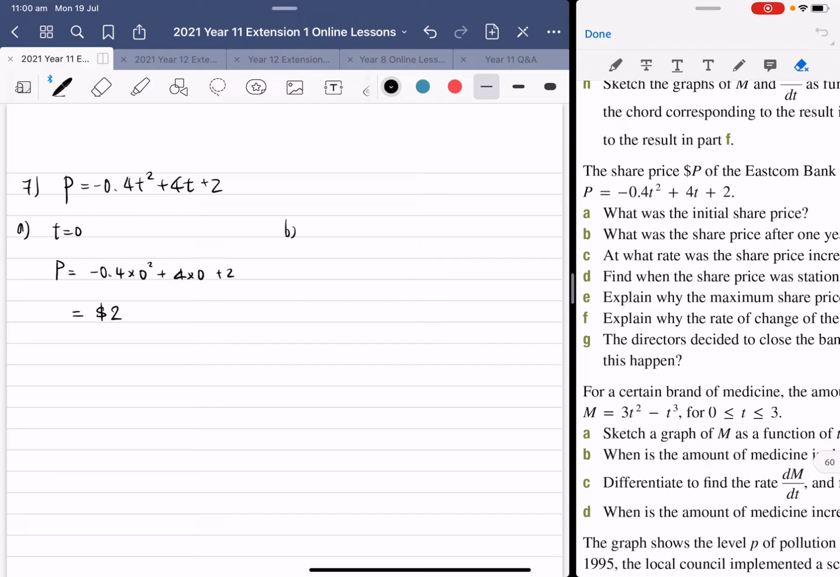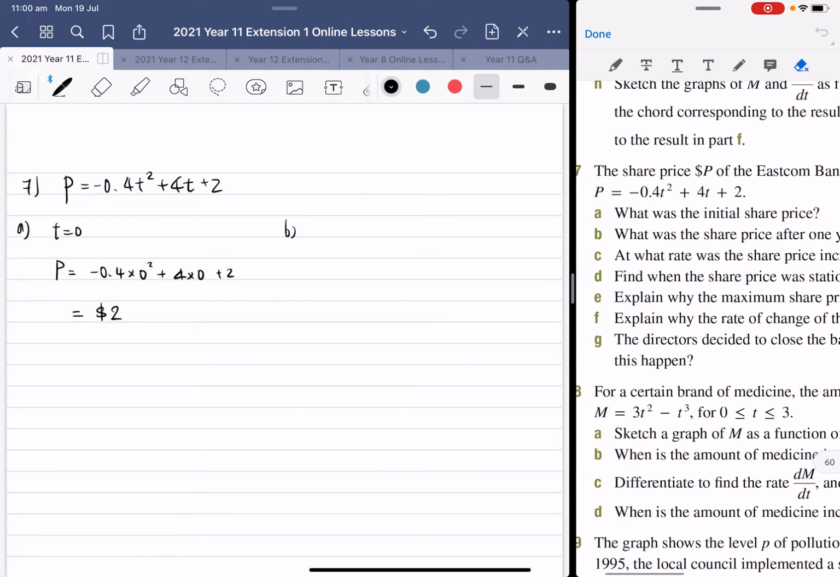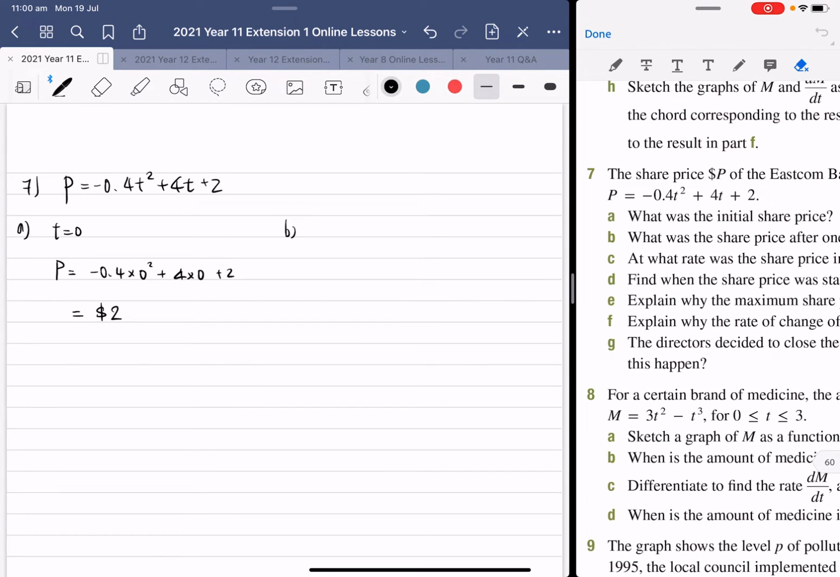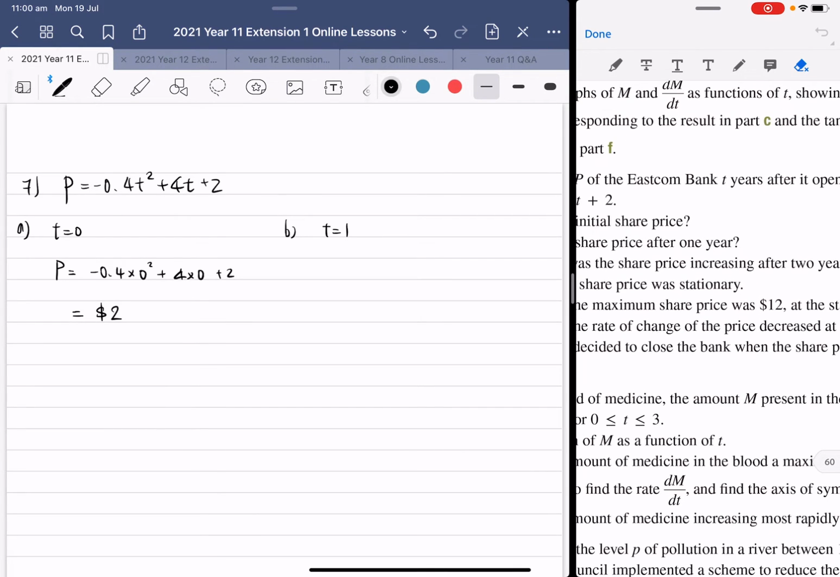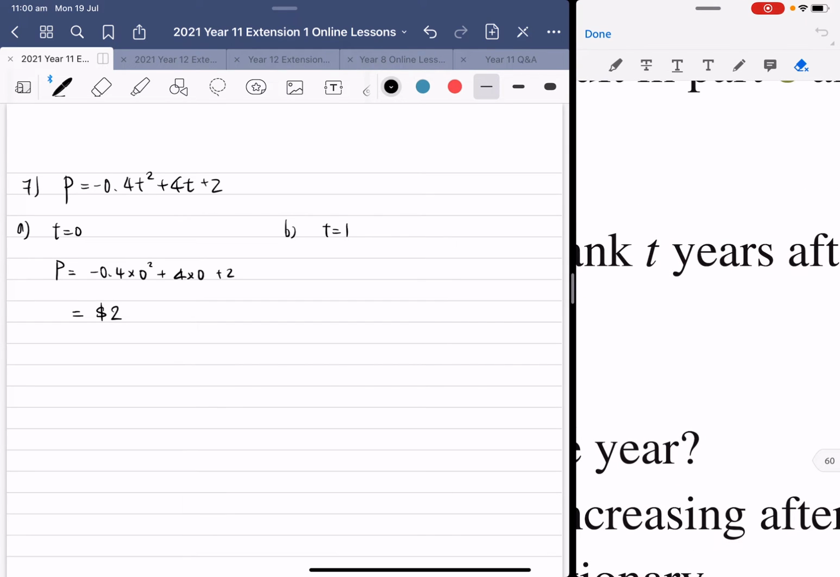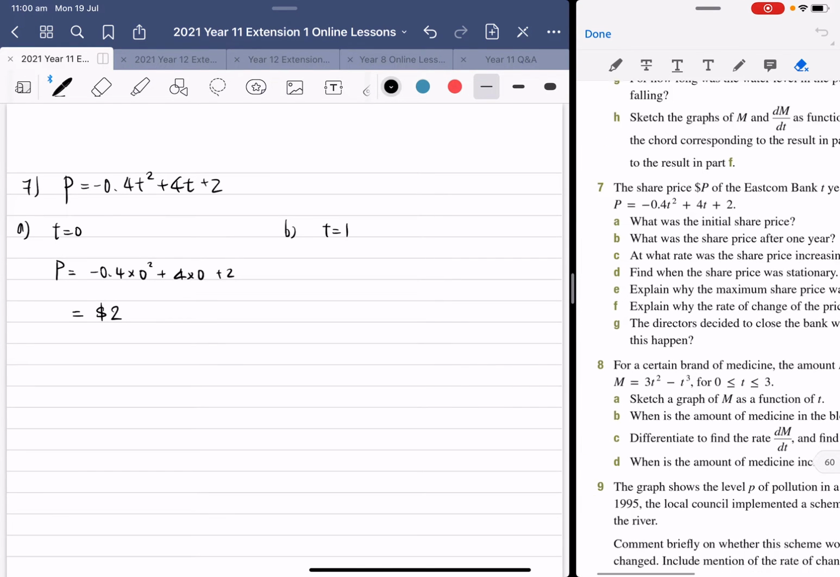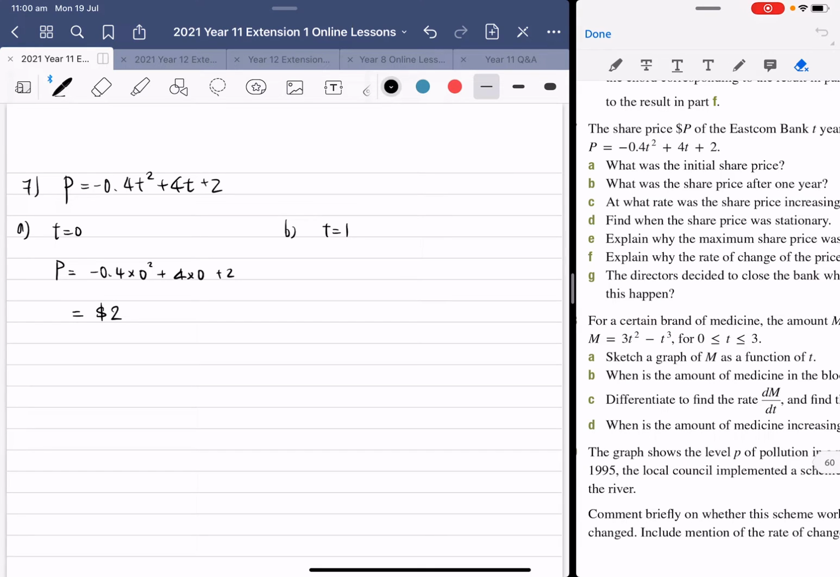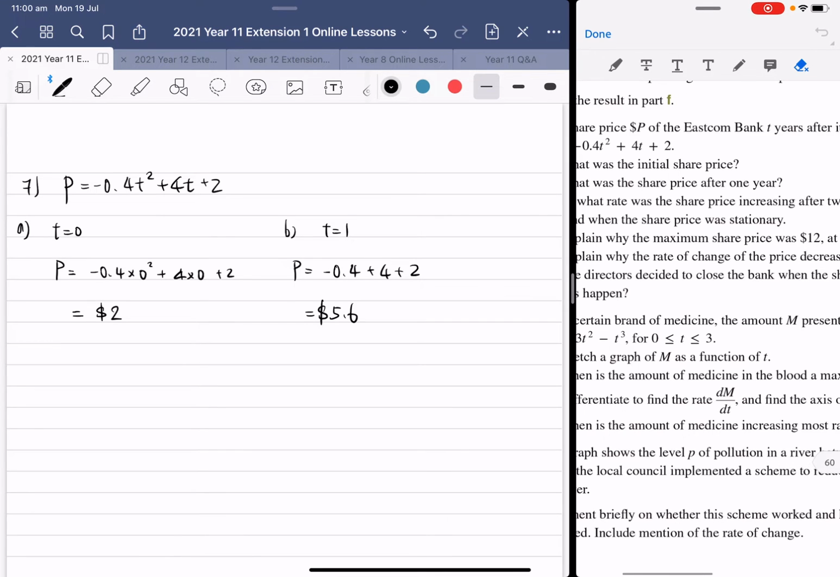Question B. What was the share price after 1 year? So 1 year later, when t is equal to 1. Be careful, we need to look at the time. T is in terms of years, so it's fine that we substitute 1 inside. It's very important to check the unit. If the units are in terms of months, you have to change it into 12. So P is equal to negative 0.4 plus 4 plus 2, so that becomes $5.60. That's the share price after a year.